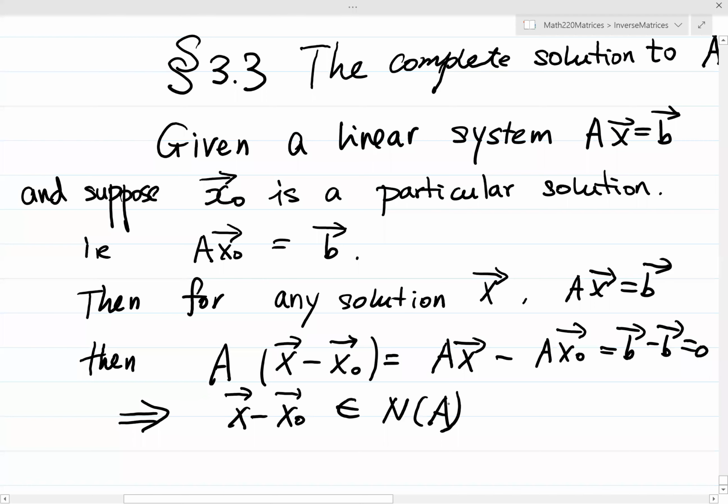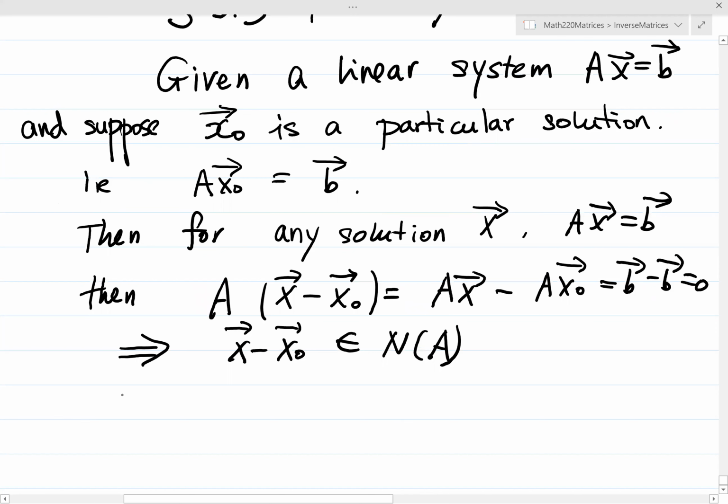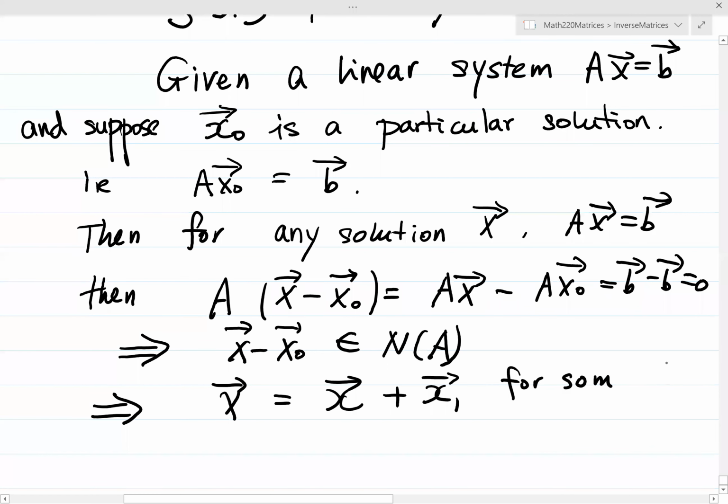Okay, this vector x minus x0 is in the null space of A. So this is why the null space is so important. It controls the structure of the solution of this linear system. So we can write down any general solution: it should be x0 plus x1 for some x1 in the null space of A.